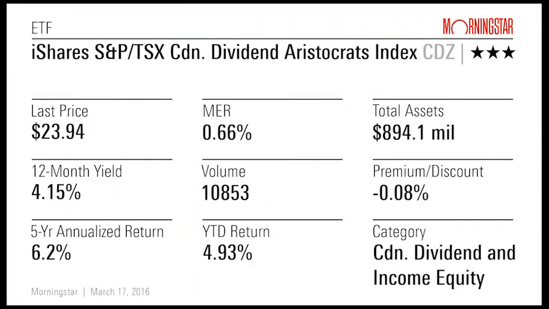Another approach is exemplified by the iShares S&P TSX Dividend Aristocrats Index, which invests in companies that consistently increase their dividends. It's looking for companies that have increased their dividends for the past 5 consecutive years. Now, dividend growth isn't necessarily the same thing as yield. You could be growing your dividend pretty quickly and not really be paying a lot in yield.